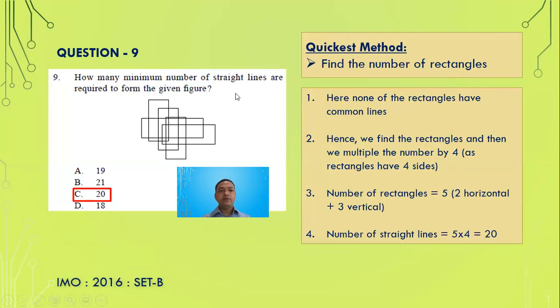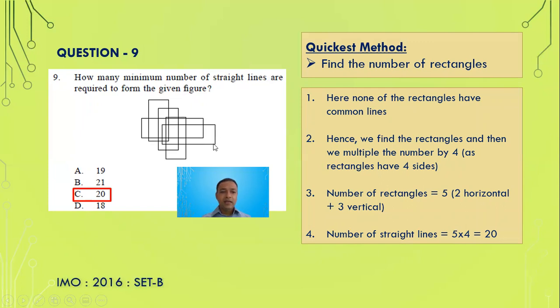Question number 9. How many minimum number of straight lines are required to form the given figure? Again, for such questions, remember that there are no intersecting or overlapping lines, isn't it? If there are overlapping lines, then probably we would have to compute the number of lines. But because there are no overlapping lines, we just calculate the number of rectangles.